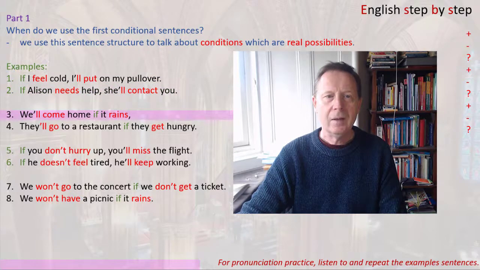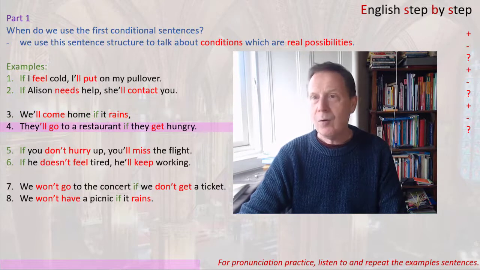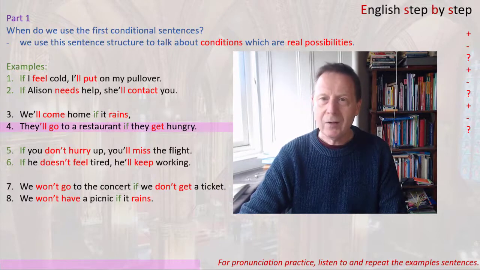Number 3. We'll come home if it rains. Number 4. They'll go to a restaurant if they get hungry. And then we can also make negative examples. Hurry, the negative is don't hurry. If you don't hurry up, you'll miss the flight.